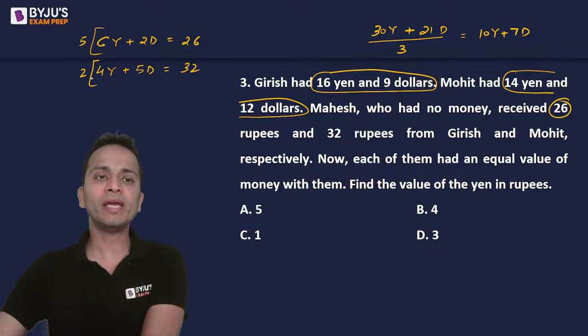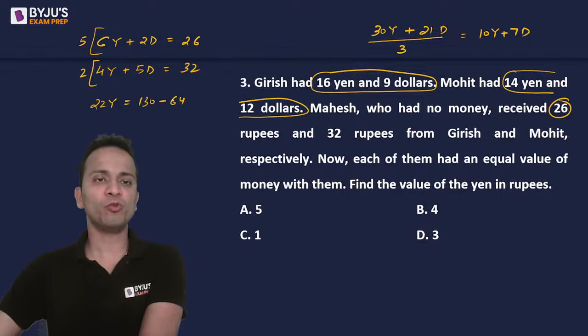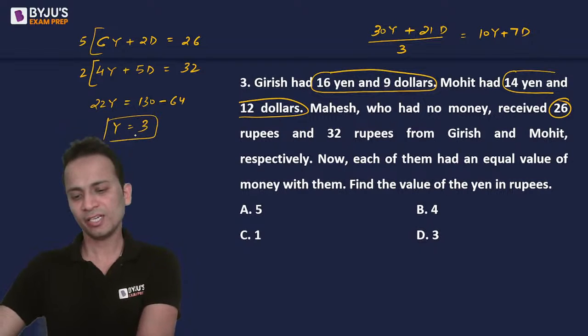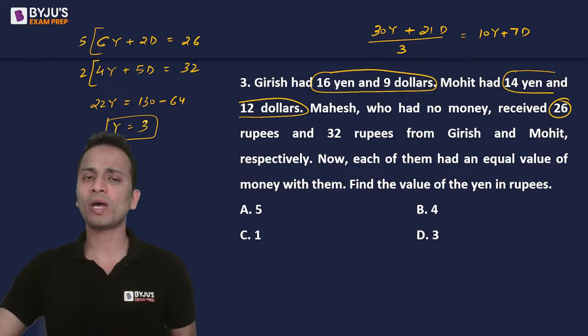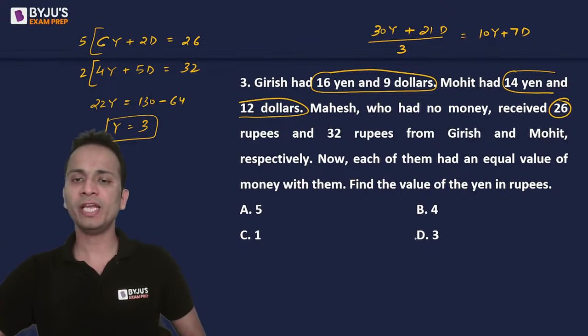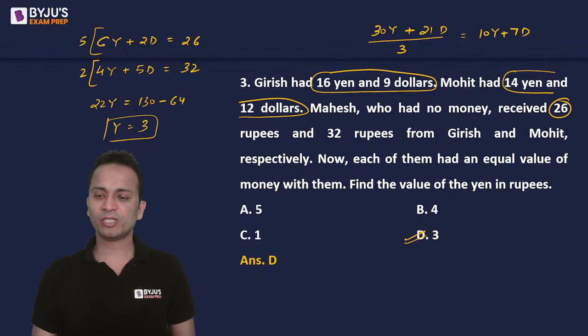So 30y minus 8y, that is 22y, is equal to 5 into 26 is 130, minus 64. Okay. So the value of y will come out to be, on the right hand side, 66. 66 upon 22 is equal to 3. Okay. A very simple, straightforward calculation. Yes, Rajiv and Pratyush, both of you are absolutely correct. So the value of yen in terms of rupees is option D, that is 3. Okay. So that was question number 3.